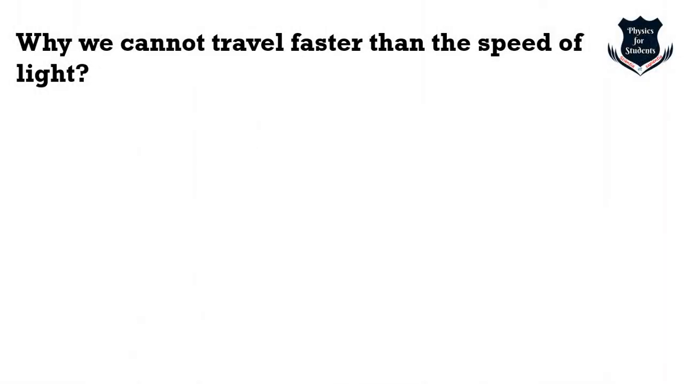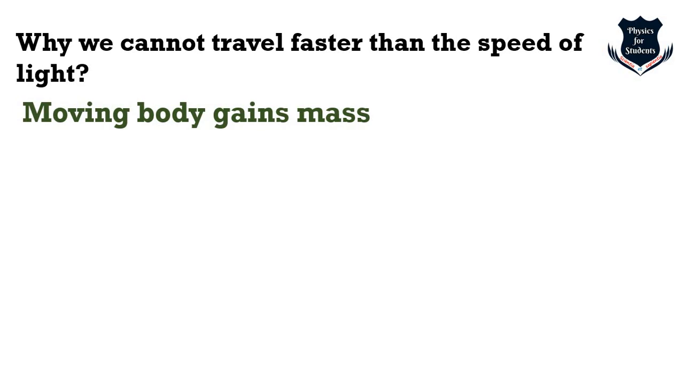First, we are going to see why we cannot travel faster than the speed of light. As per the theory of special relativity, we know that a moving body gains mass. Now, when I say that a moving body gains mass, it means that we are not going to look into the mathematical derivation of how and where a moving body gains mass. We are just going to assume that it gains mass.